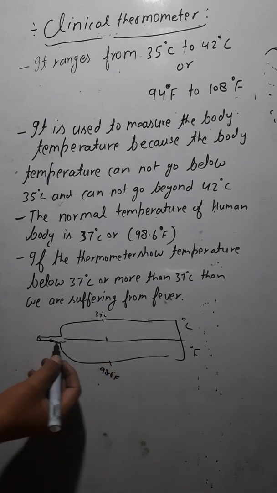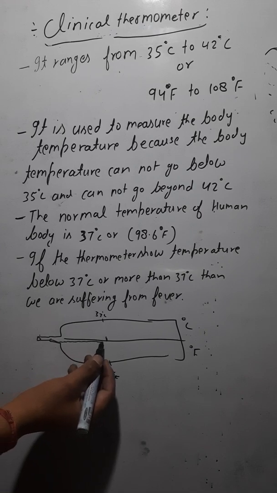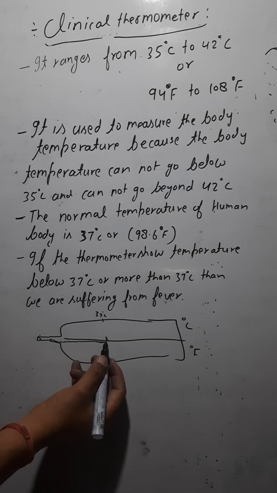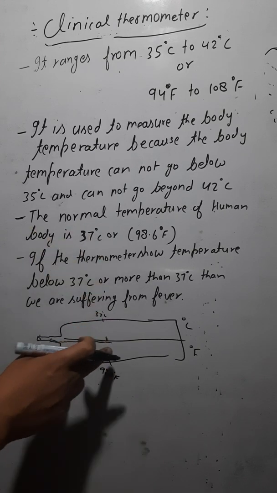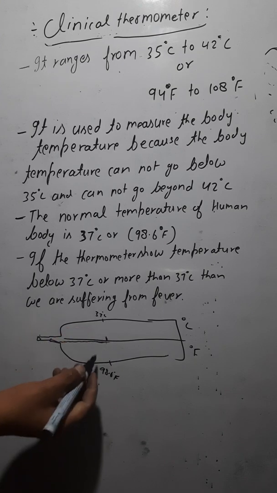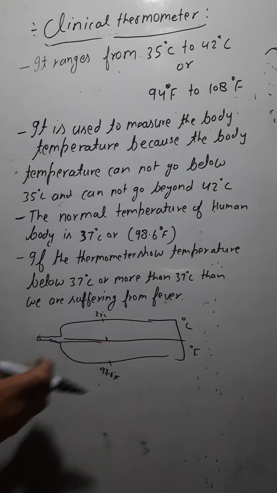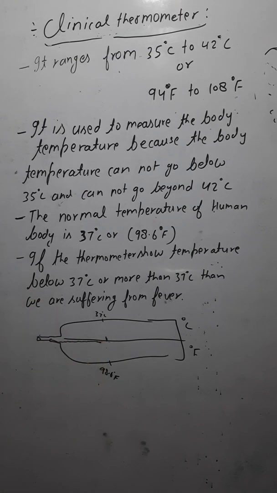And the mercury which is here would go into this strip. In this strip, the mercury level goes up like this. If you put this thermometer inside the mouth, the mercury level would go up like this. So if it goes above 37, it means you are suffering from fever. If it stops at 37, it means you are okay. But if it is below 37, somewhere here, it means again you are suffering from fever.